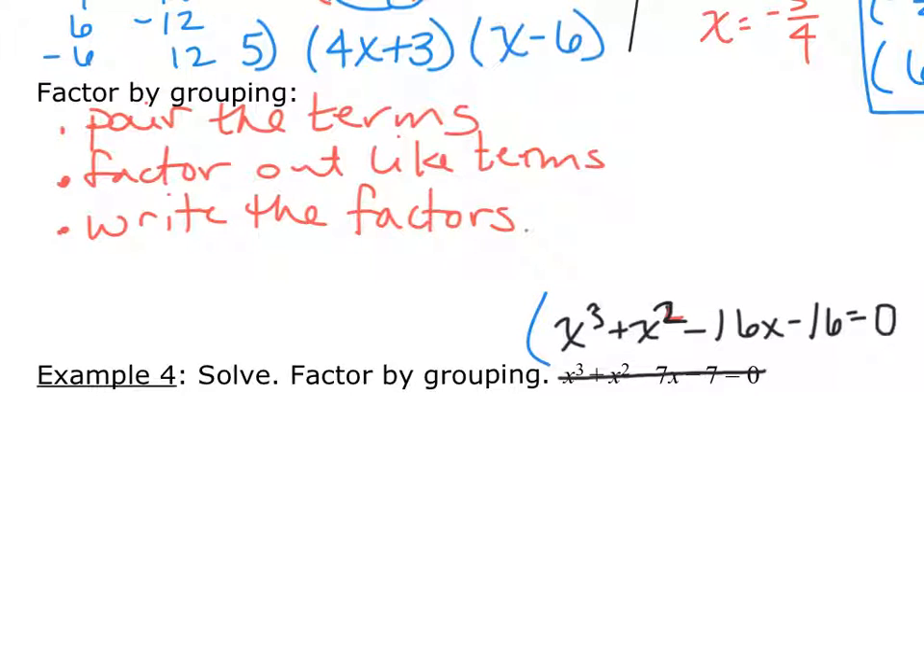So if I pair my first 2 terms and I pair my last 2 terms, Mr. Munoz, what do x cubed and x squared have in common? They both have an x, right? How many x's? They both, well, one has x cubed, one has x squared. So they both have x squared in common, right? So let's factor out x squared from the first one. So I've got x squared times what's left, plus 1, right?